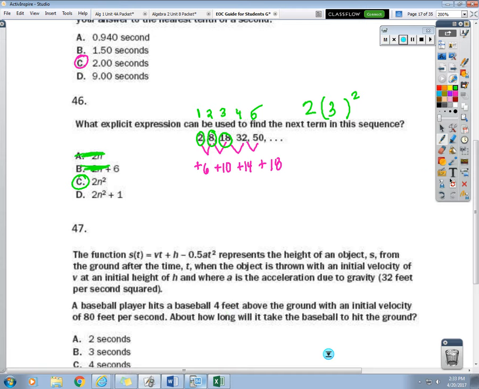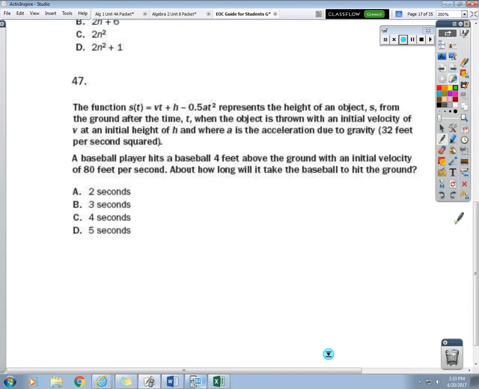Okay, number 47. Number 47 seems very intimidating, but it's really not that tough, and if you pay attention, you'll understand it when I'm done. It's very wordy.